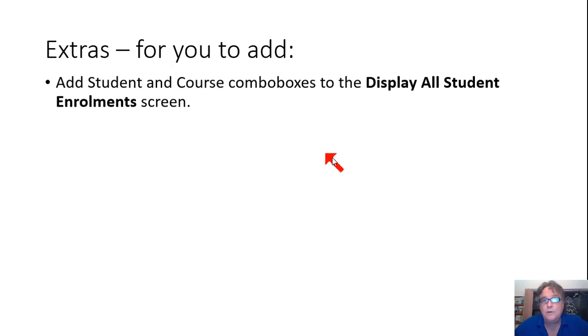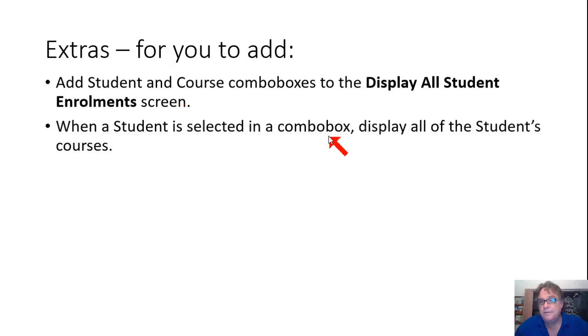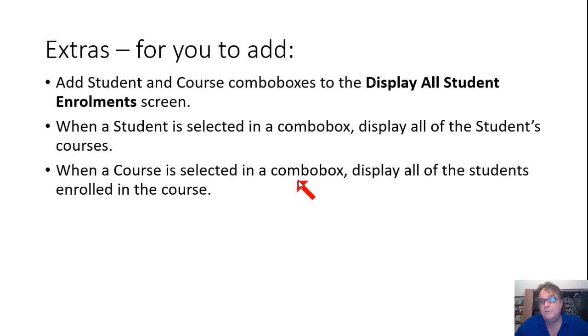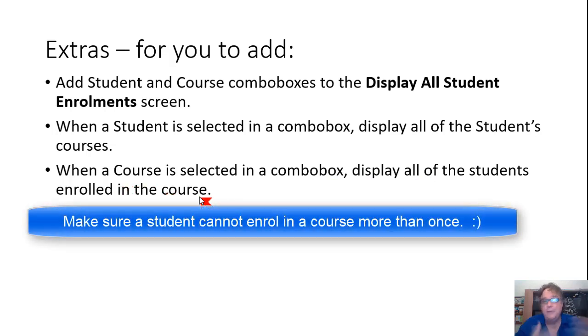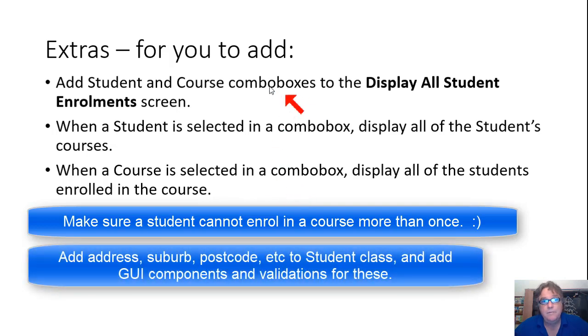So you could add student and course combo boxes to the display all students enrollment screen. Okay, and then when a student is selected in a combo box, display all of the courses in which that student's enrolled. When a course is selected in its combo box, display all of the students enrolled in that course. Okay, so this will help you understand things a lot more. It's just processing the data in different ways and looping through. And so I recommend you do that sort of thing. So not just do it for that one screen, but do that sort of thing for other screens as well.